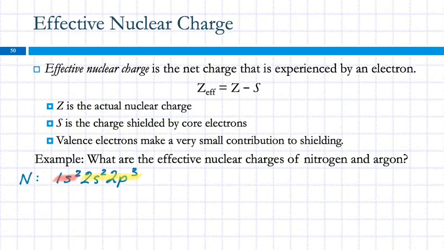So if we're trying to calculate the effective nuclear charge, Z effective is going to equal the actual nuclear charge. So for nitrogen, that's 7, right? It's element number 7. It's got 7 protons. 7, and then we're going to subtract the core electrons. These are the core electrons. These are the valence electrons. The core electrons are all the electrons that are not valence electrons. So 7 minus 2 is 5. So those valence electrons are seeing a plus 5.